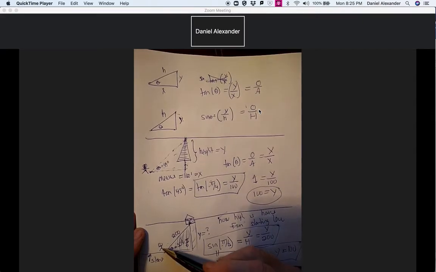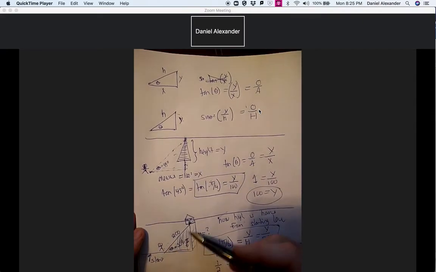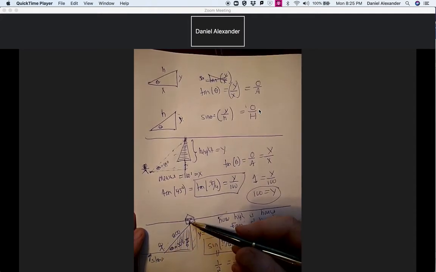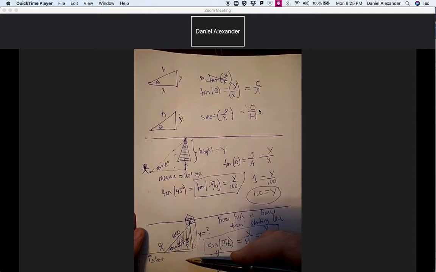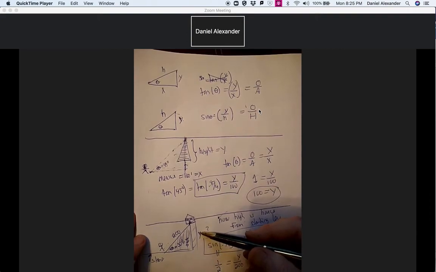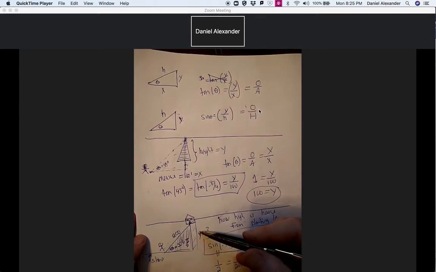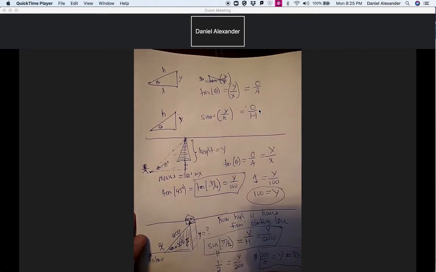For this one here, it's a little bit different. We have a hill here. We can't walk through the hill, so we can't measure this distance, but we can walk up the hill. And we can measure this distance as 200. We want to know how high y is above where I started. Well, again, I'm going to be using the ratio of opposite over hypotenuse as I did here, so the sine ratio, and I work through this.